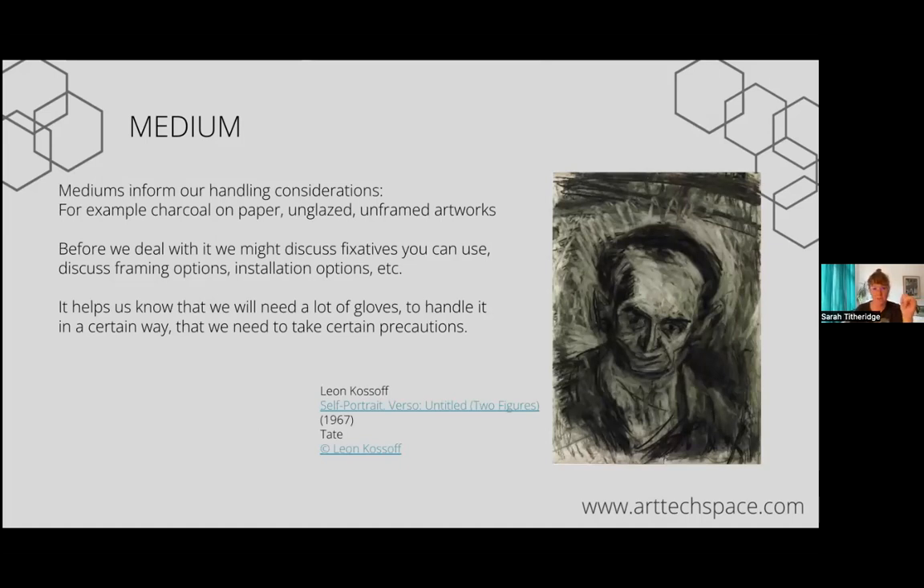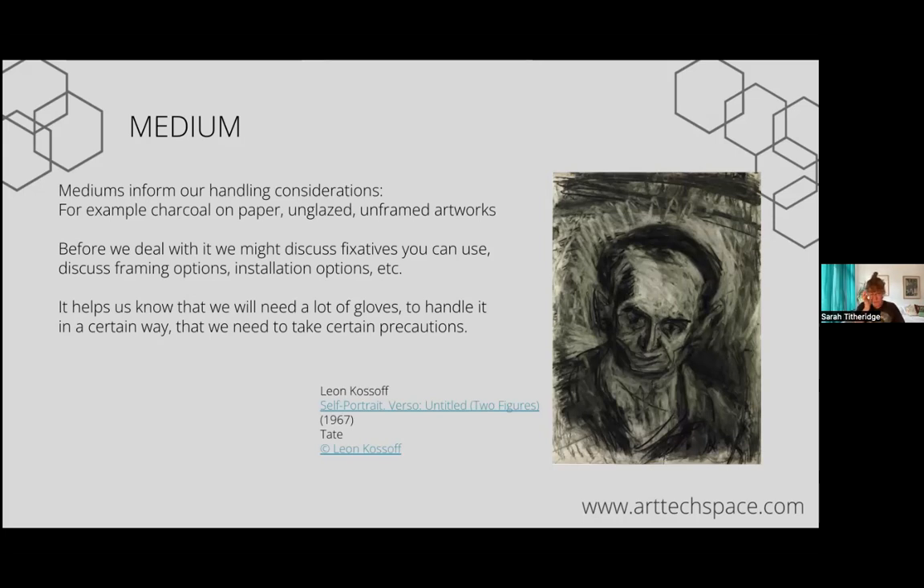For example, if it's charcoal on paper, it's unglazed and unframed artwork. We need to know that, because we might need to discuss fixatives, or we can discuss framing options. And if they don't want to use fixatives or framing, then we've got to discuss what the installation options are, and that if they want to pin it to the wall, then it's making holes in the paper, which cannot be removed, and things like that.